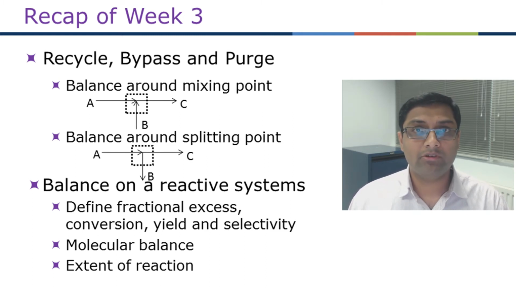We then looked at material balance on a reactive system, and then we defined a few new terms like fractional excess, which is the amount a reactant is in excess over its stoichiometric proportion. And we defined fractional conversion as the amount a material has reacted divided by the amount a material was fed, both in terms of moles. We defined yield, which is the amount a desirable product is made divided by the amount a desirable product would have made if the reaction proceeded to 100% and no side reaction took place. Whereas we define selectivity as the amount a desirable product is made divided by the amount by which the undesired products are made.